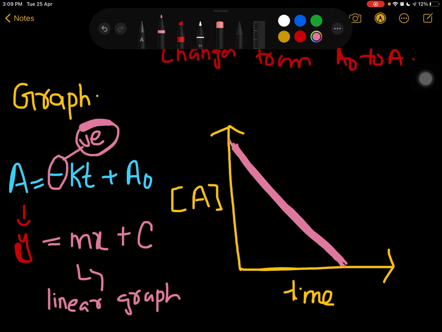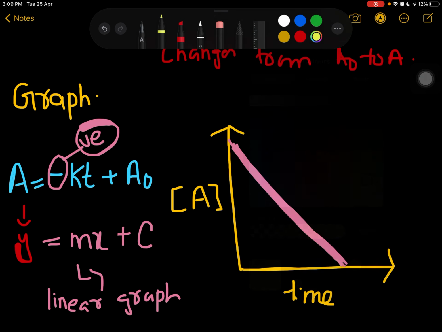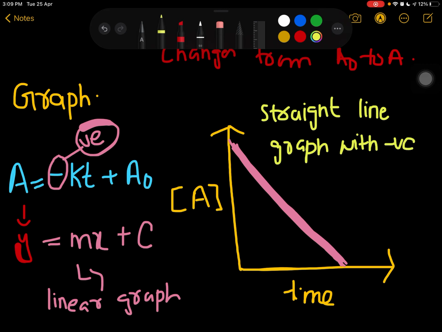If someone asks you what is the graph of a zero order reaction, you will say it's a straight line graph with negative slope. Let me write this over here: straight line graph with negative slope, right? This is the negative, right?